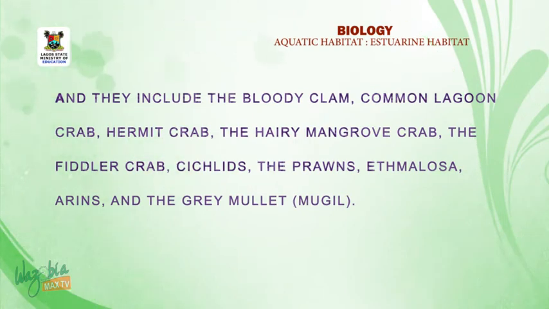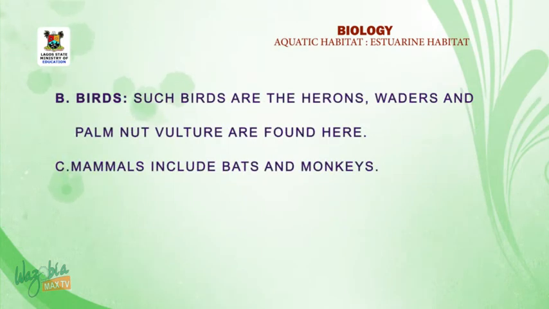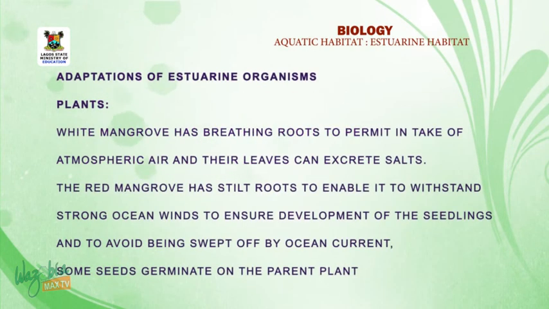Then another group of animals are birds. Examples of birds that can be found there include herons, waders, and palm nut vulture. Those are the birds that you can see at the estuarine. Then mammals, we have mammals like bats and monkeys. Now, let's look at the adaptations of estuarine organisms.